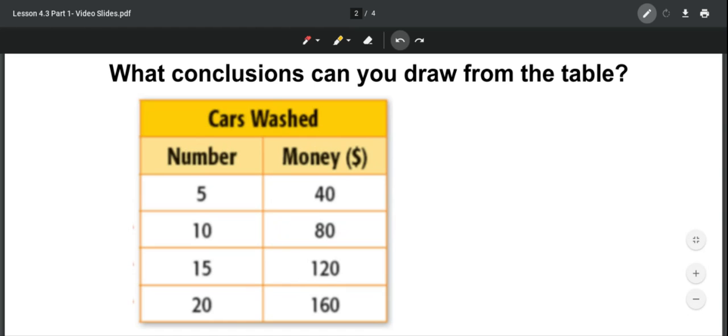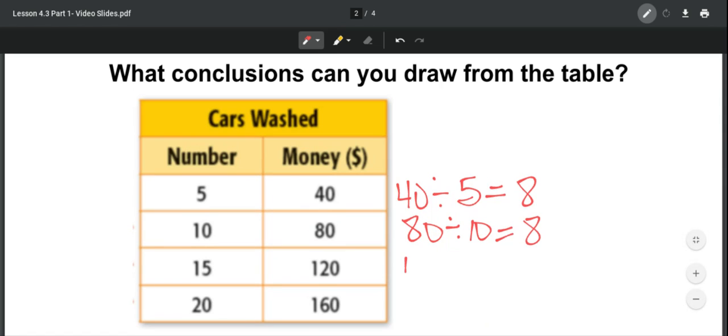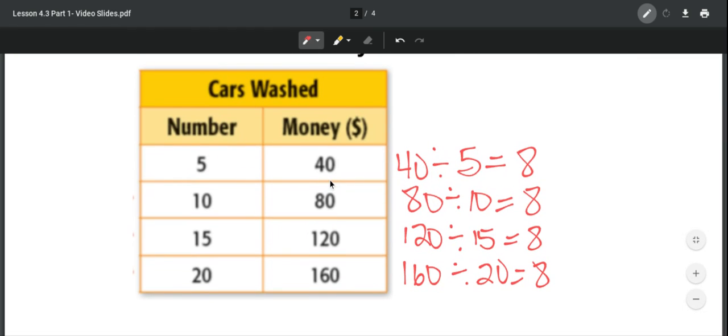If we look at the amount of money that is charged for the number of cars washed, we will notice that for each and every row, if we find the unit price, we would get $8 each and every time. Therefore, we can conclude that each car wash costs $8.